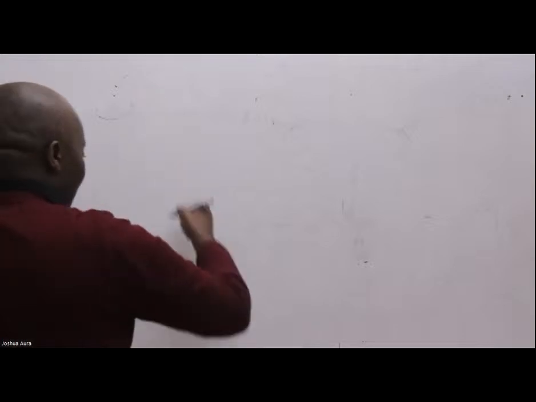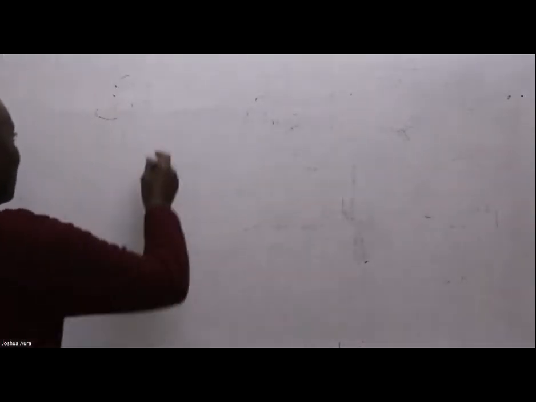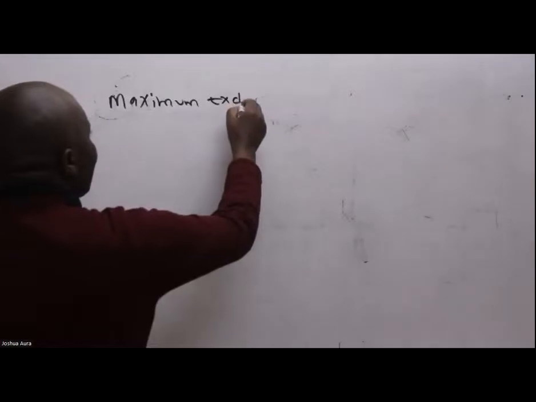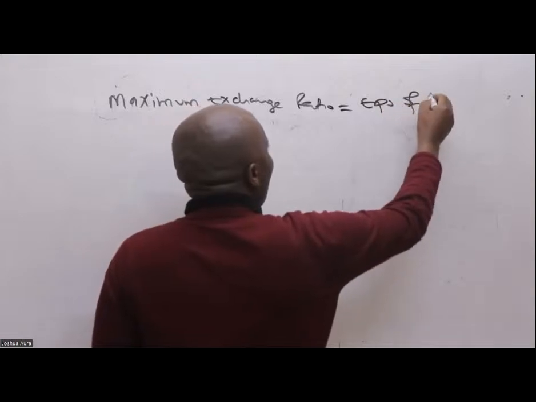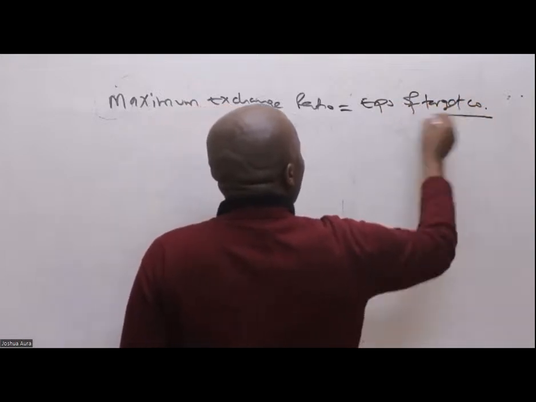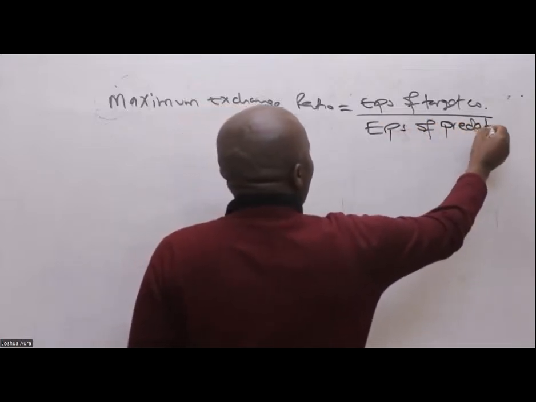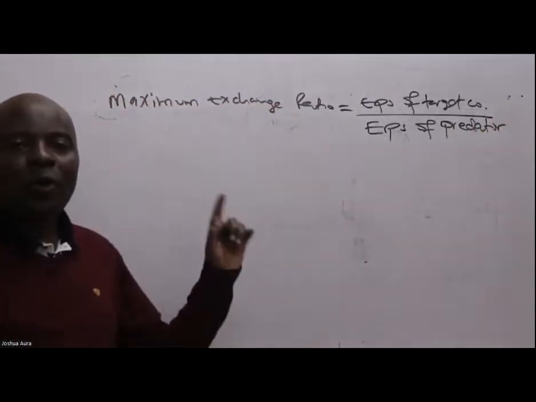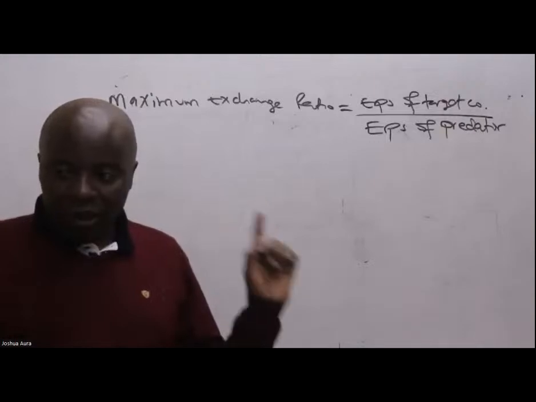So maximum exchange ratio is EPS of the targeted company all over EPS of the predator. A very, very important formula. There is no way I will ever go to any mergers or any exam without remembering this formula. This formula is so important.